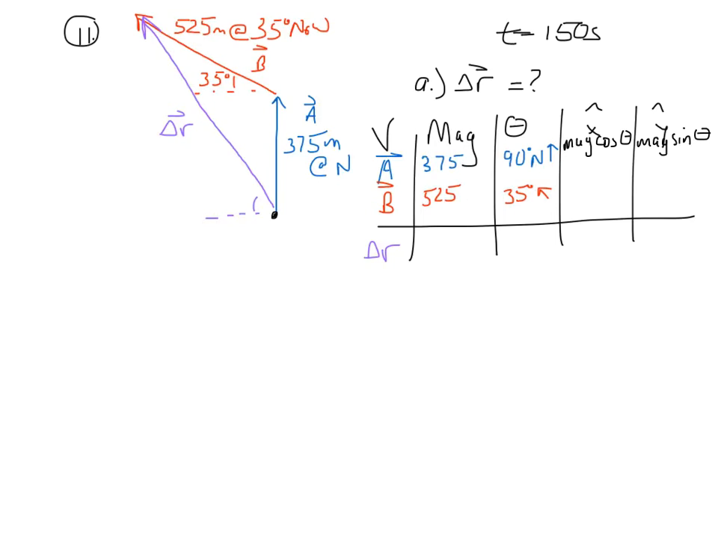375 cosine 90 degrees, because the cosine of 90 is 0. So that's going to have 0 x component. And if you look at that vector right here, it's all in the y. There is no x component at all. It's not leaning one way or the other towards the x. It's straight up in the y.